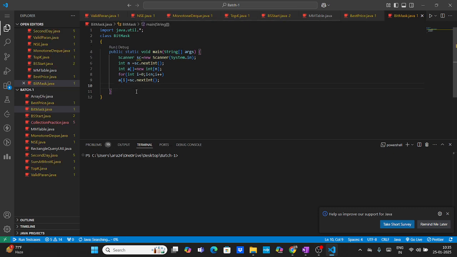Now the next thing is we have to print all the subsets which are present in this array, right? So how many subsets will be there? 2 power n. Subsets are 2 power n, subarrays are n into n plus 1 by 2. I just now explained you guys, right?